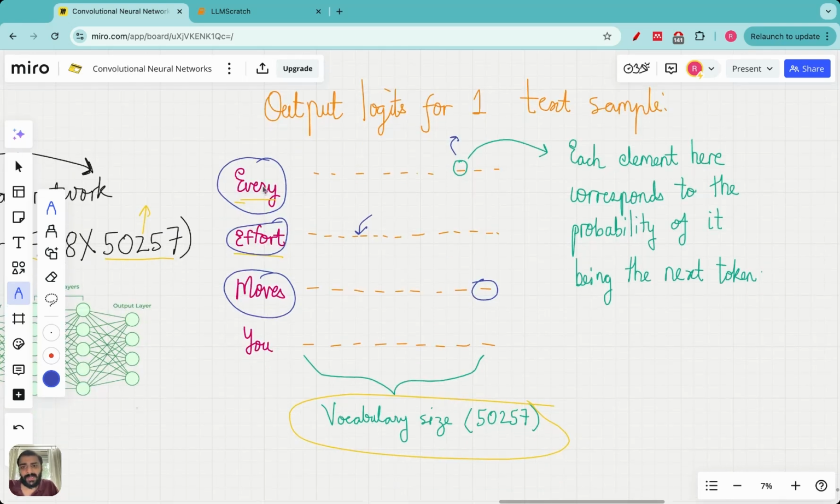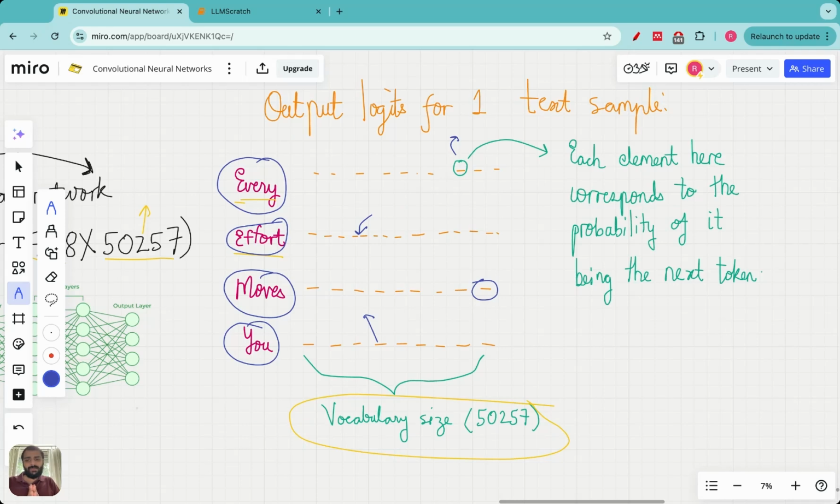And finally, we look at every effort moves you. That is the final prediction task. When every effort moves you is the input, we look at the final output, and that should hopefully be the token which corresponds to the next word, which is forward. Every effort moves you forward. We'll see how to make the next word prediction in the next class.